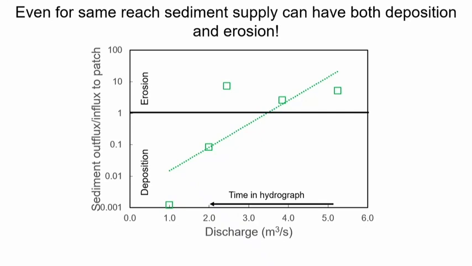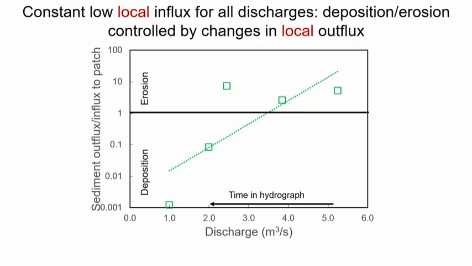The reason for this was because we had a consistent low supply into the patch, and then our outflux from the patch changed. So we had enough supply during low flows, but we couldn't move that sediment, which caused deposition, and then we didn't have enough supply during the high flows, which caused erosion.